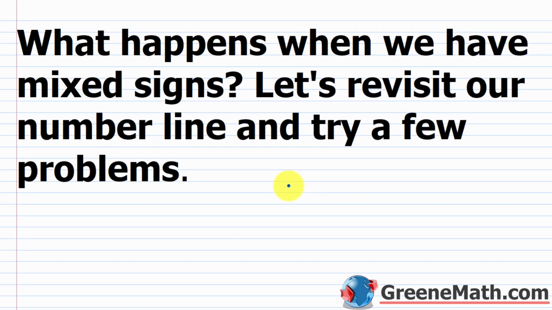All right, so now let's move on and talk about the more complicated scenario. So this is where we're going to add 2 integers with different signs, or sometimes you'll add more than 2 integers. So you'll have many integers that you're trying to add and the signs are mixed. So what happens when we have mixed signs? Let's revisit our number line and try a few problems.